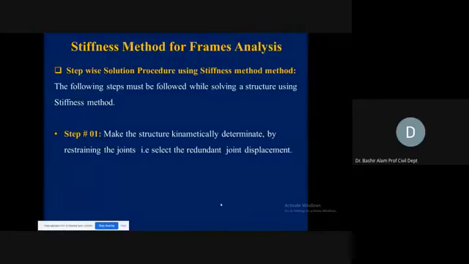In step number 1, we make the structure kinematically determinate, which we call the restraint structure. Once we get the restraint structure, then we select the redundant joint displacements, what is your D1, D2, and D3, and so on. Corresponding to those D1, D2, D3, we look into the actual structure and look for the external actions, and those corresponding external actions we include in the AD matrix. So this way we make the AD matrix.